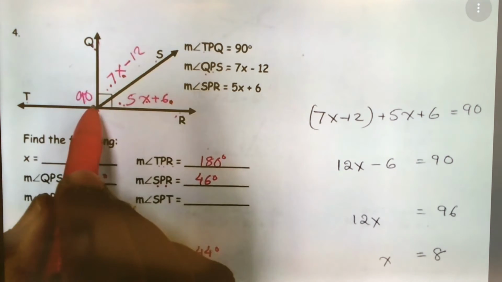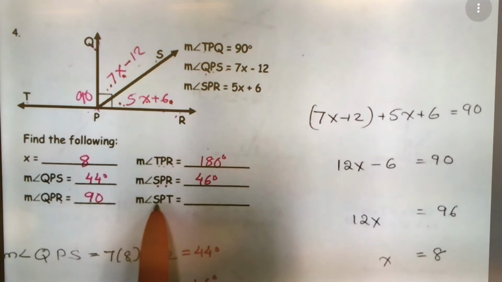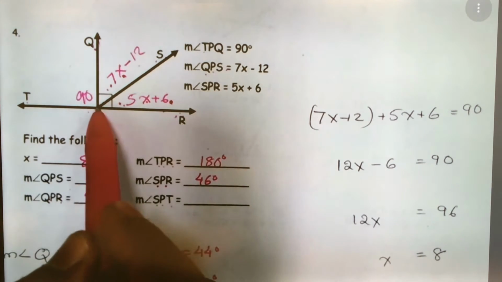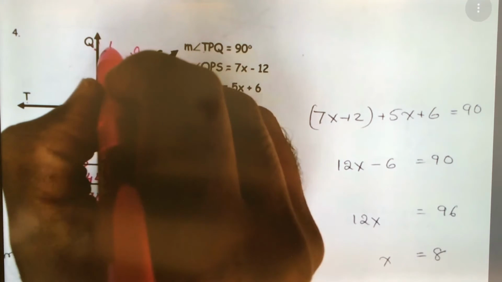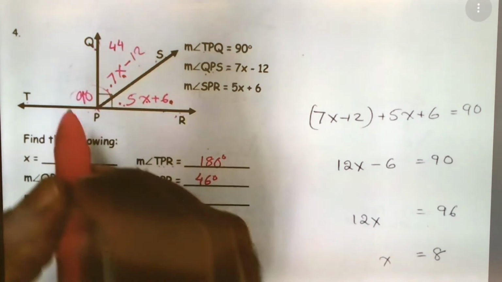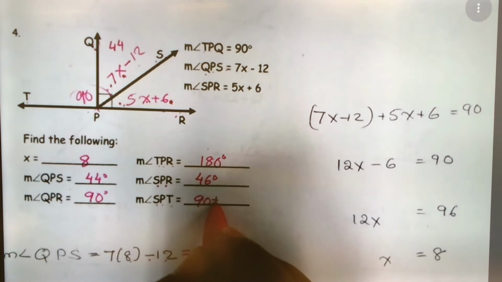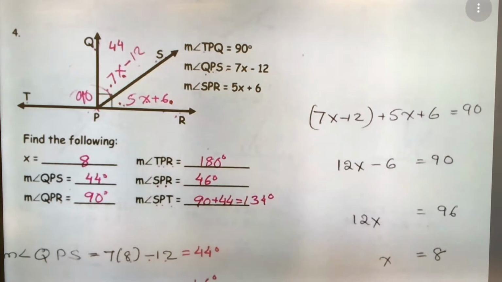QPR, the whole angle here, that is 90 degrees. Now SPT, so those two angles, you already know that this angle is 44, so those two angles together is 90 plus 44, that becomes 134 degrees. So now we found the answers for all those questions.